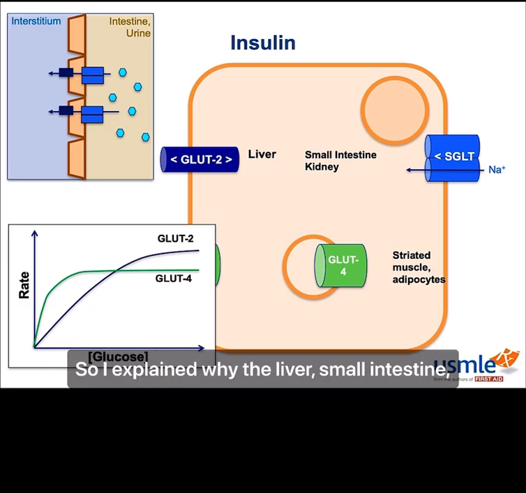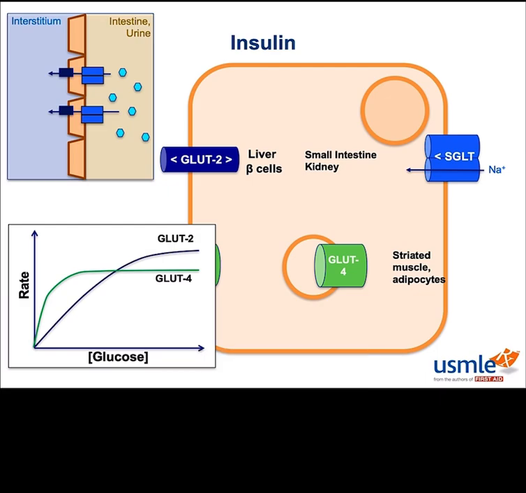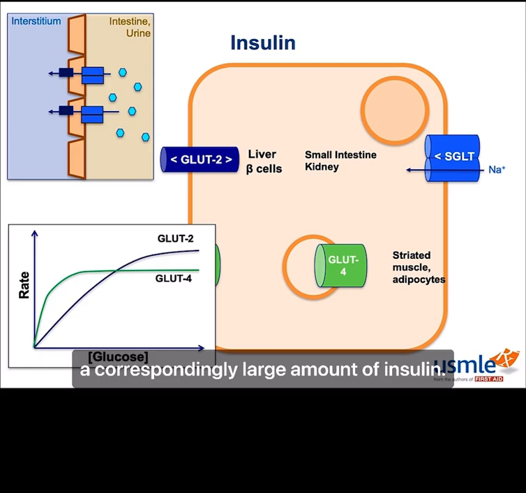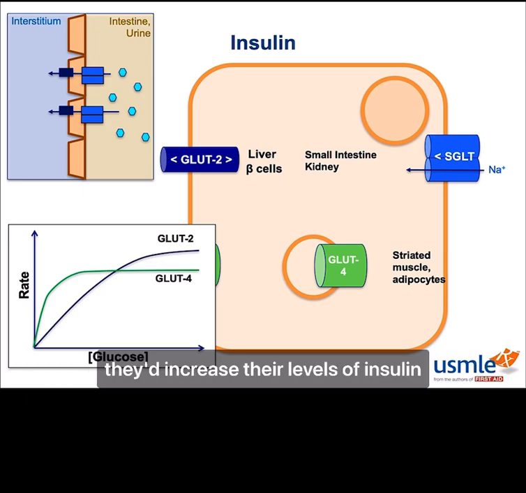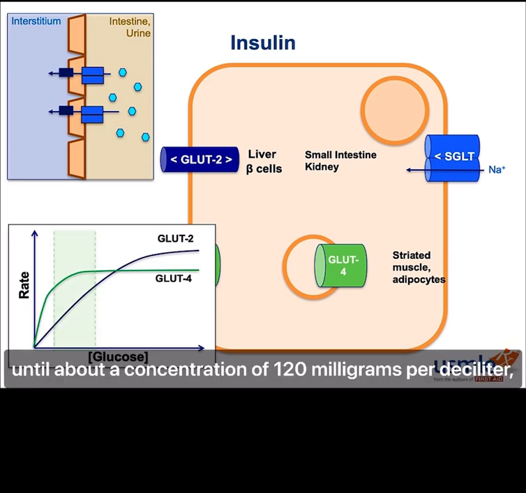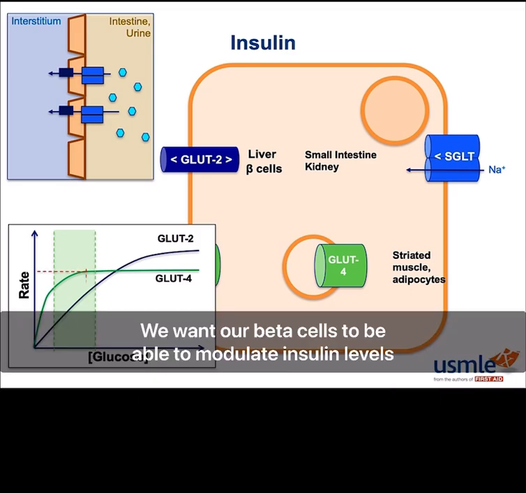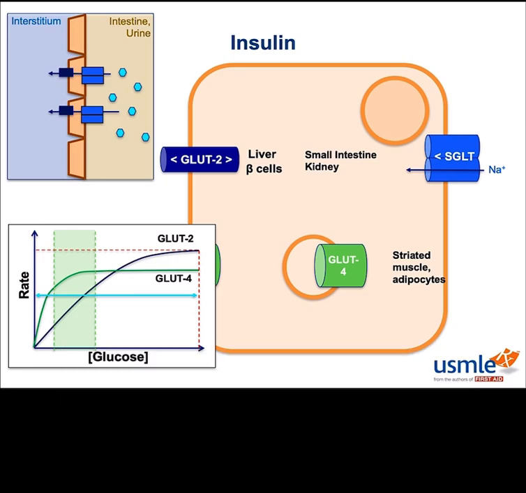So I explained why the liver, small intestine, and kidney need GLUT2, but the pancreatic beta cells also make use of the bidirectional transporter. And this is a little less intuitive. So why use GLUT2? Because the beta cells need to know when there's a lot of glucose so they can secrete a correspondingly large amount of insulin. Think about it. If they had a low capacity transporter, they'd increase their levels of insulin until about a concentration of 120 milligrams per deciliter, at which point they'd be all, well, I'm about done here. And that's bad news bears. We want our beta cells to be able to modulate insulin levels over a wide range of glucose concentrations.